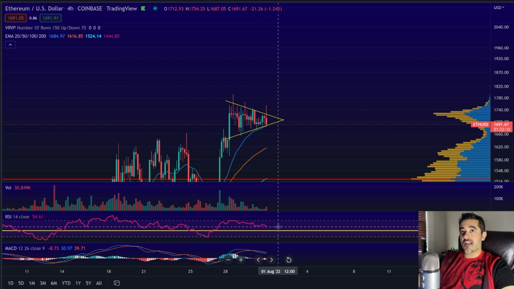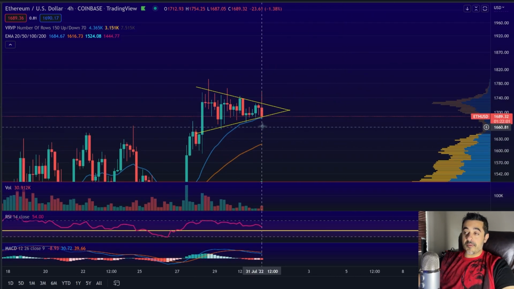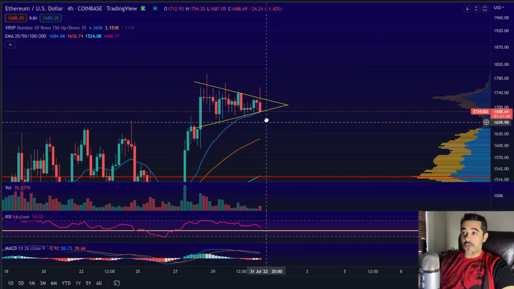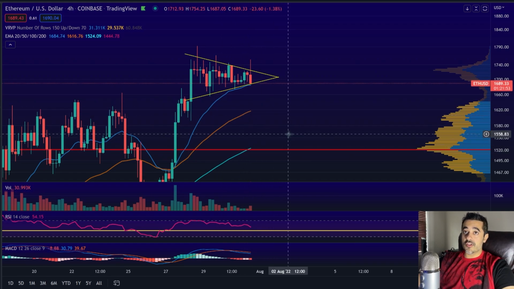Right now, the RSI on the 4-hour for Ethereum is sitting at 54, so there is still some downward movement that could happen, which means that even though this pattern looks good, there is the possibility that it doesn't hold on the 20 exponential moving average and that you see Ethereum drop all the way down to around $1,617. That's where this moving average is, the 50.